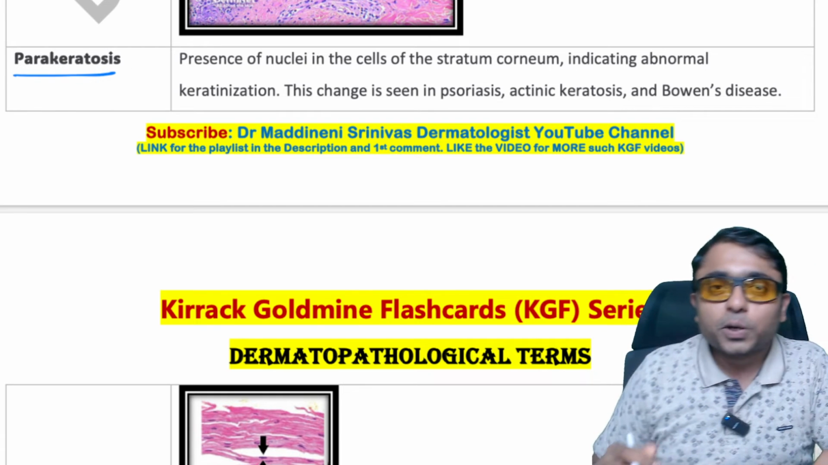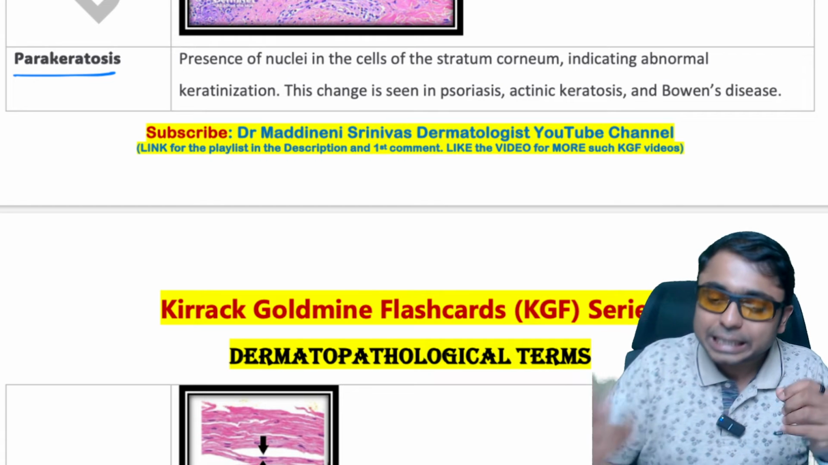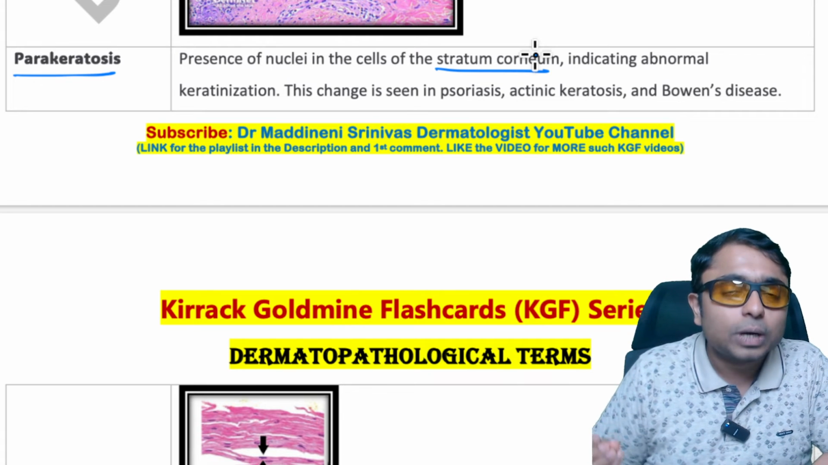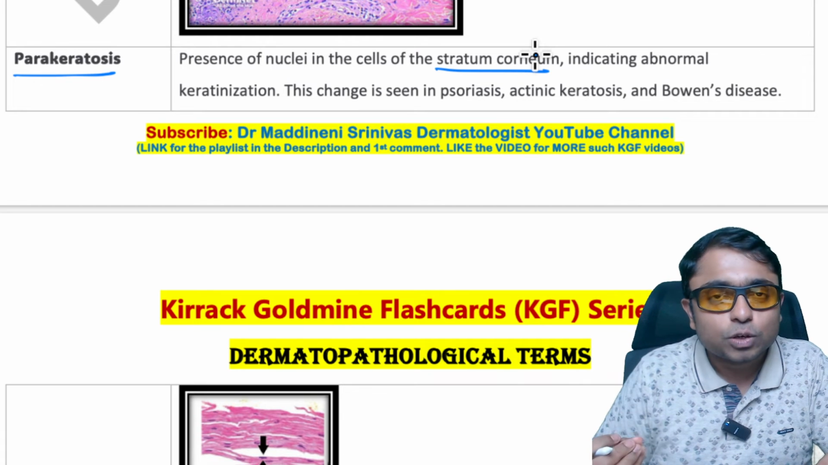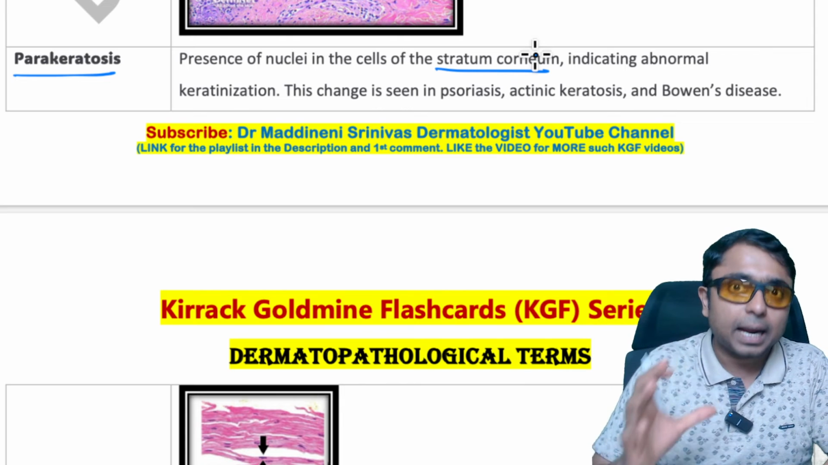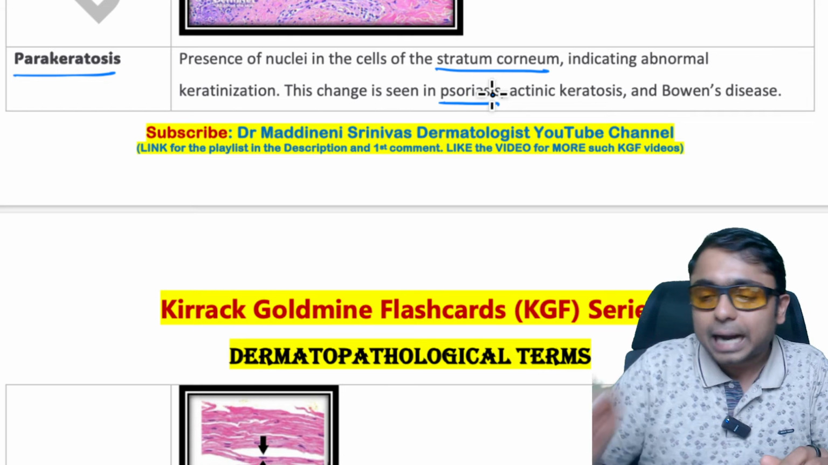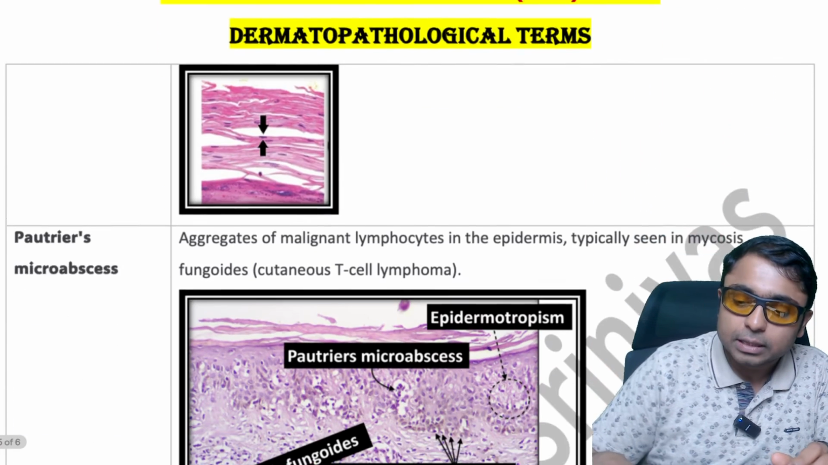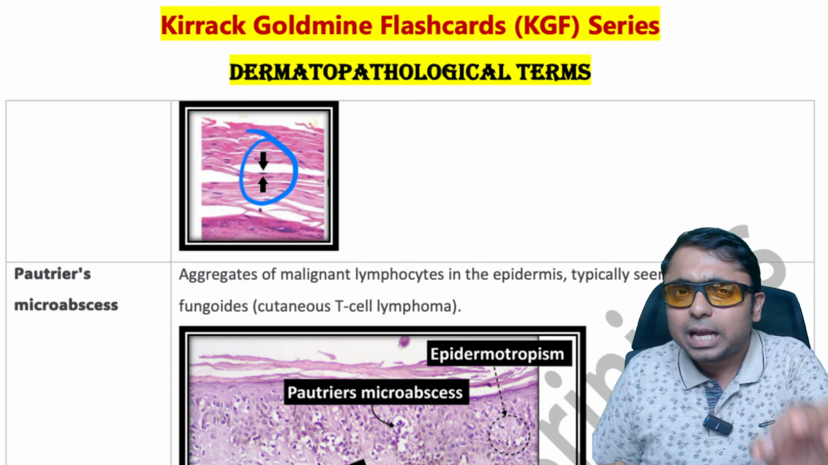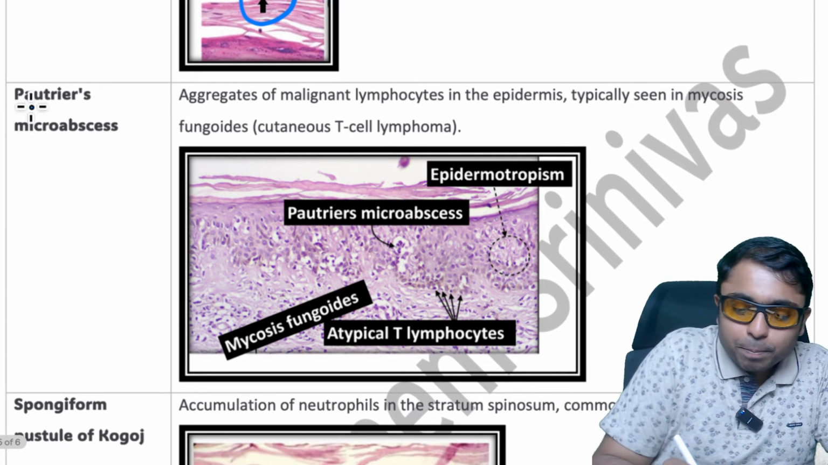Next is parakeratosis. What is parakeratosis? It is the persistence or presence of the nucleus in the stratum corneum. The stratum corneum is a dead layer, but if there is a nucleus persisting, retained in the stratum corneum, we use this special term called parakeratosis. This is classically seen in psoriasis. It can also be seen in actinic keratosis and Bowen's disease. Here in this picture, you can clearly see the arrows pointing towards a nucleus which is retained, persisting in the stratum corneum.